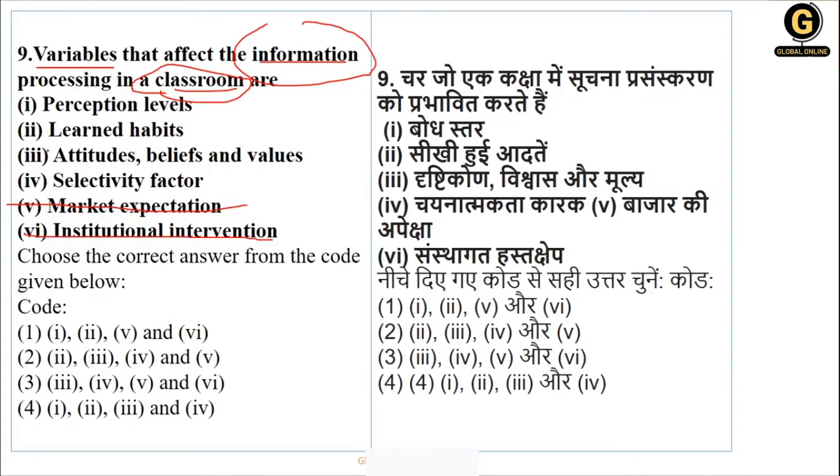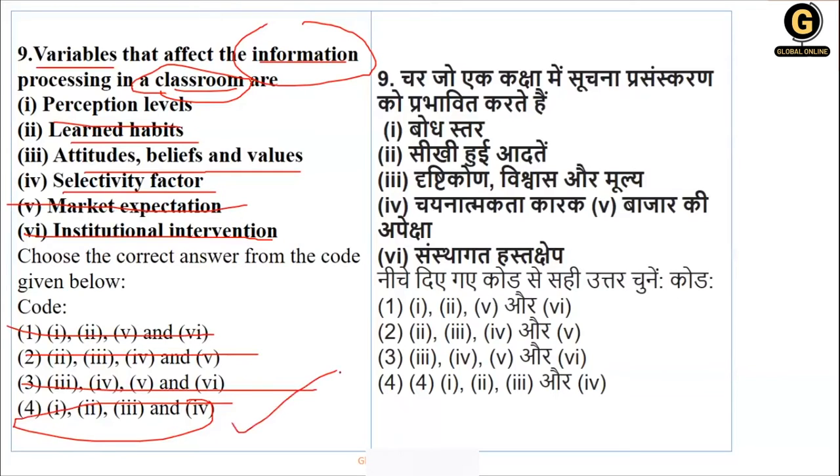Okay, so just go through these 4 options again. Perception, yes. Habits, yes. Attitude, belief, yes. And selectivity, that is, which communication idea to take and which ideas to eliminate. So if you see your options, that is option number 1, 2, 3, 4. So you have to select 1, 2. So 5 is not there. So just cancel the 5. So what remains is your option number 4.